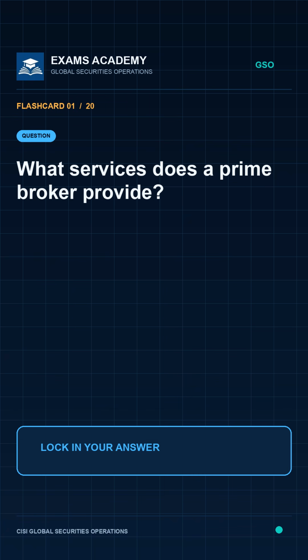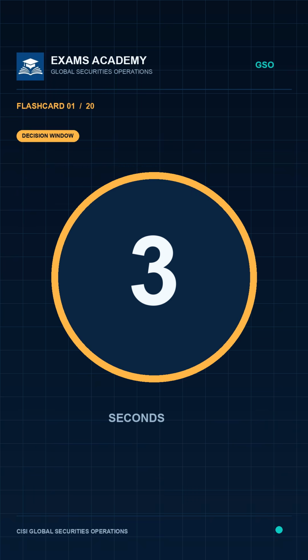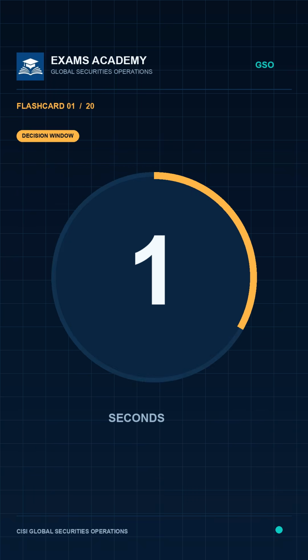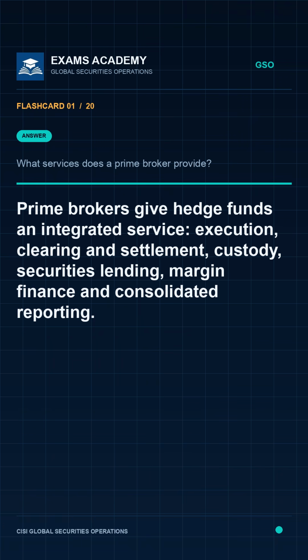Question 1. What services does a prime broker provide? Answer. Prime brokers give hedge funds an integrated service: execution, clearing and settlement, custody, securities lending, margin finance and consolidated reporting.